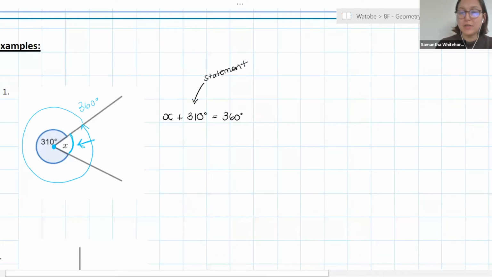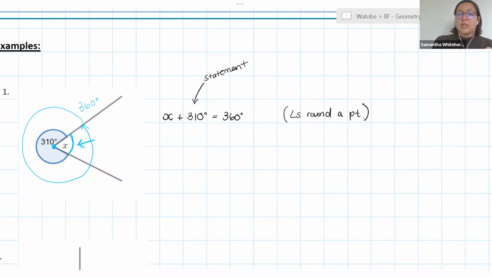We've made a statement, and now we have to give a reason for why I've made that statement. So why have I said that X plus 310 must equal 360? Well, I've said that because we know that angles around a point must equal 360 degrees. Now remember, it's a reason. You don't have to write a whole long paragraph. You just put your reason in brackets. And I've now said, okay, well, I'm saying that X plus 310 equals 360 because I know that angles around a point equal 360 degrees.